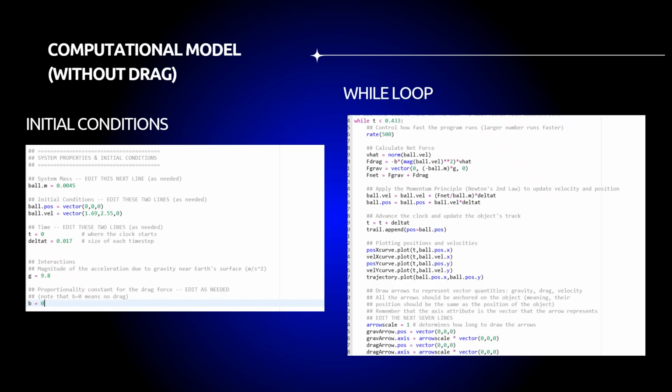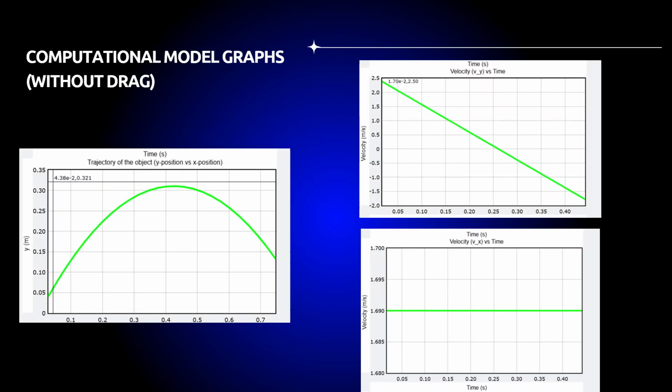Here are the initial conditions we used to construct our computational model without the drag force. Here we set the B constant equal to 0 so that the drag force is equal to 0. Here we can see that for a computational model without the drag force, the velocity in the x is not changing because there is no net force in the x direction. However, we can also see that the velocity in the y direction is decreasing at a constant rate, so that means that there is a constant acceleration, and thus a constant net force, which is in this case the force of gravity.